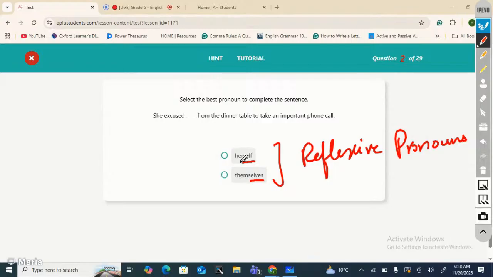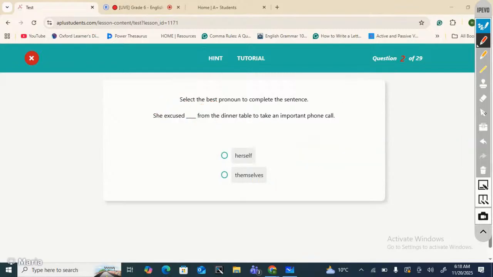Because here we don't have to decide between personal and reflexive pronouns. We have to decide between two of the reflexive pronouns, which one suits the subject of the sentence. Subject of the sentence is she, one person. And for she, the appropriate reflexive pronoun is herself. So she excused herself. Now this reflexive pronoun refers back to the subject, from the dinner table to take an important phone call.